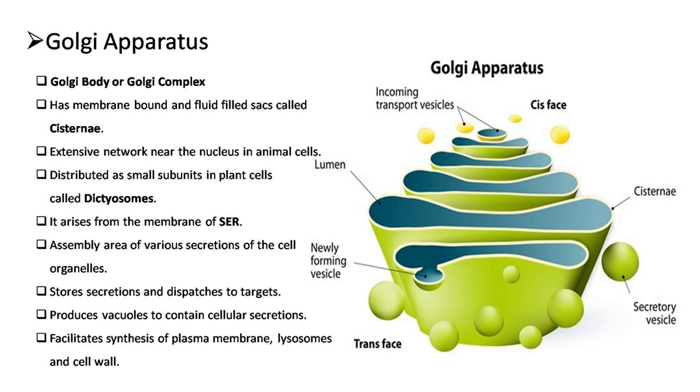It arises from the membrane of the smooth endoplasmic reticulum, and it forms the assembly area of various secretions of the cell organelles. How does it do that? It stores the secretions and then dispatches them into various intracellular and extracellular targets. It also produces vacuoles that contain various cellular secretions like enzymes, proteins, etc. It also facilitates the synthesis of plasma membrane, lysosomes, and cell wall.